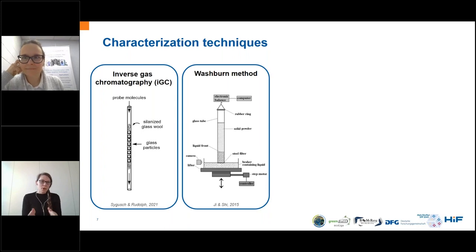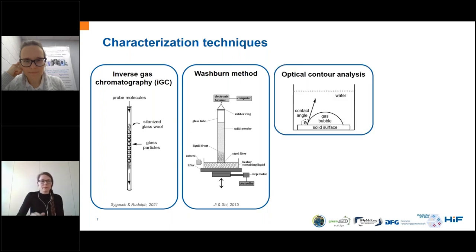We also use the Washburn method. Here you have a glass tube where you put your particles inside. You have a frit at the bottom, and when you put the frit in contact with water, the particles, if they're hydrophilic, take up water, and the water uptake is measured, and from this you can get contact angles, and via the contact angles you can also get kind of surface energy values.